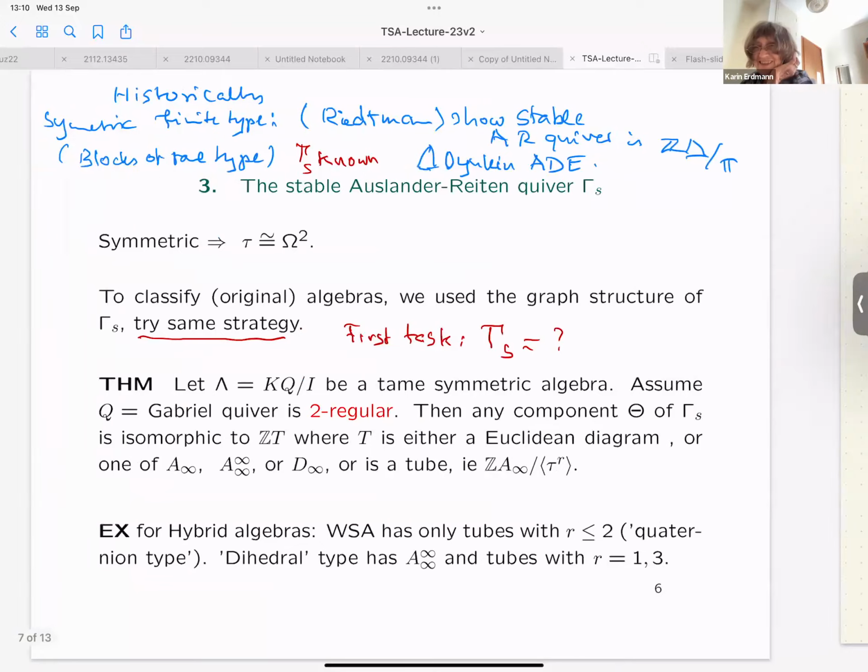Right. So I hope I can get back to it. Yeah, okay. Right. So okay, so the Auslander-Reiten quiver. I needed to write again.